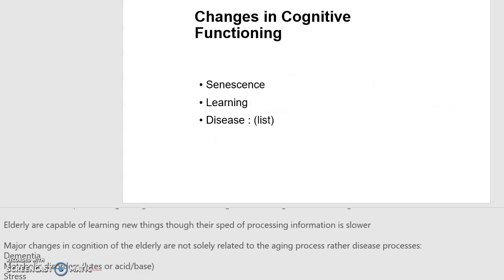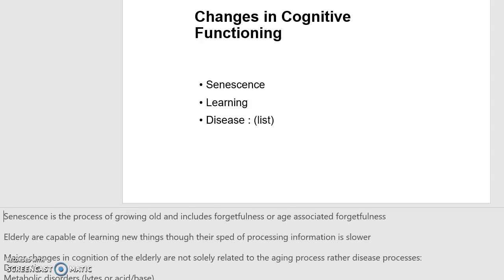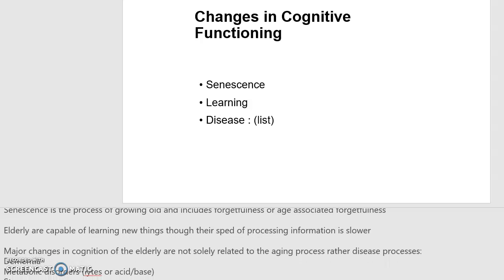Changes in cognitive functioning. We see quite a bit of senescence, or what happens is the process of growing older and including forgetfulness or age-associated forgetfulness. There is a little bit of that, but it shouldn't be a lot. The elderly are capable of learning new things, although their speed of processing information is slower than it was in the past.